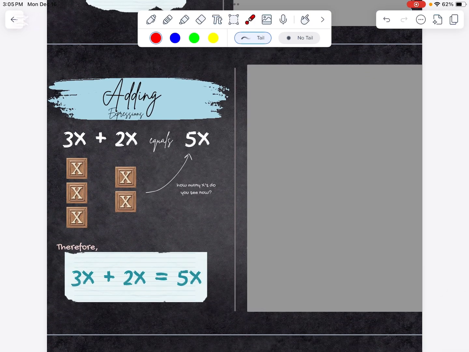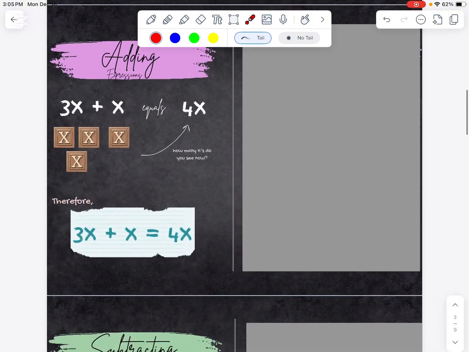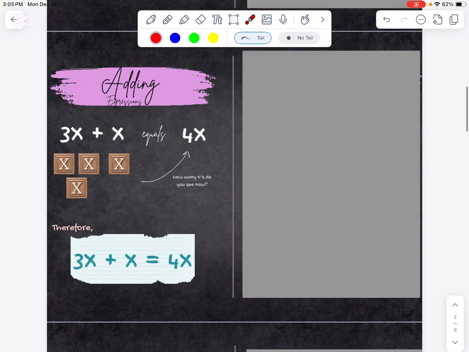Here's another example. So if I had 3 x's plus 2 x's, much like our 3 apples and 2 apples, I'm going to visualize that as 3 wooden tiles with x's on it plus 2 wooden tiles with x's on it. We're going to count how many we have, and therefore we have 5. So there's our statement there. Here's just another example where we're doing 3 x's plus an x. Now, by the way, you could also say there's just a 1x in front of it, but we don't usually write that.